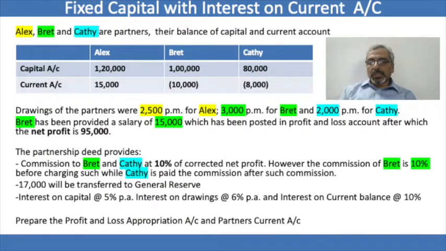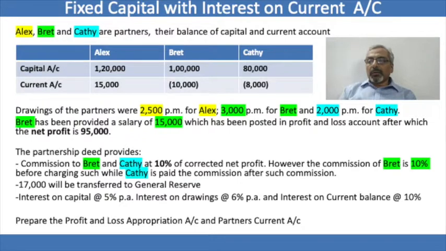In this question, we have taken three partners, Alex, Brett and Kathy, and the partners' capital balance and current balance are provided to us. The capital balance of Alex is 1,20,000, that of Brett is 1 lakh and that of Kathy is 80,000. The current account balance for Alex is 15,000 and Brett and Kathy have balances of 10,000 and 8,000 respectively. These are debit balances and therefore they are shown in brackets.